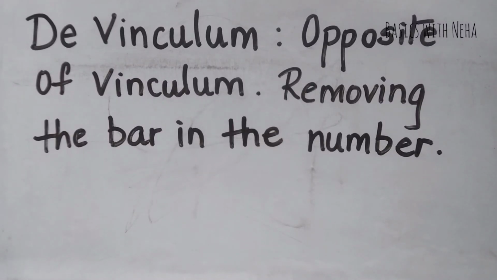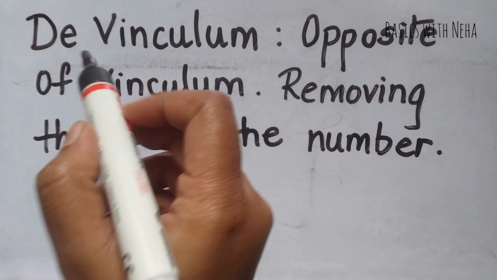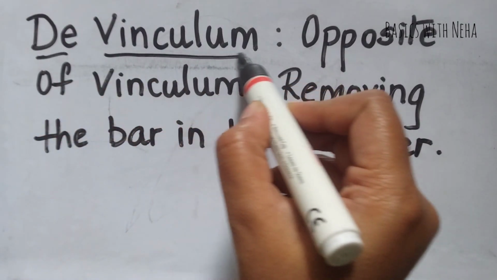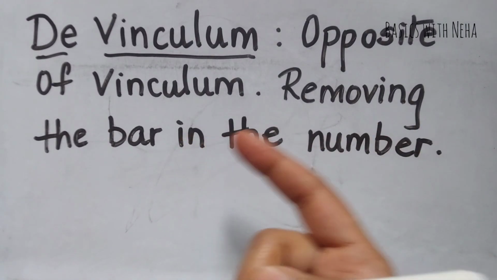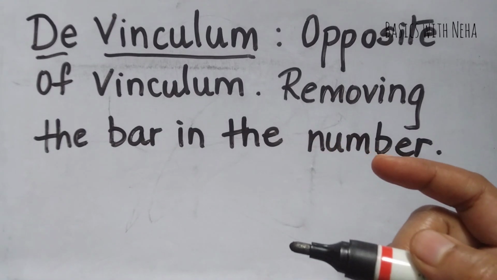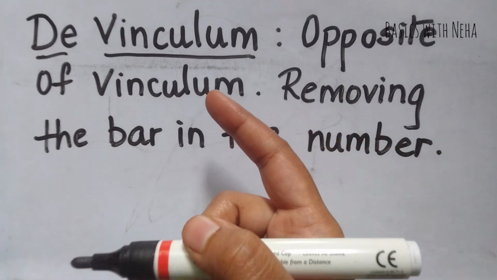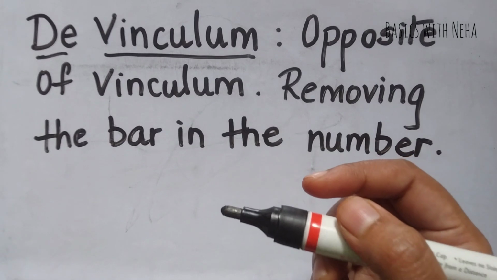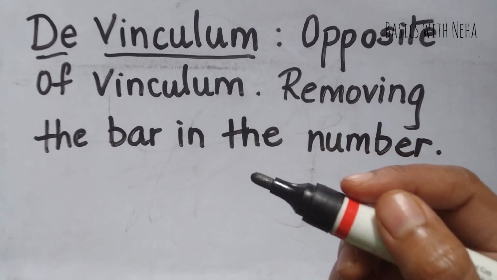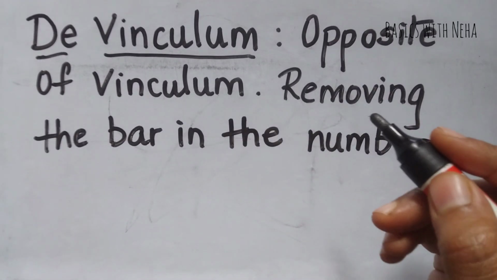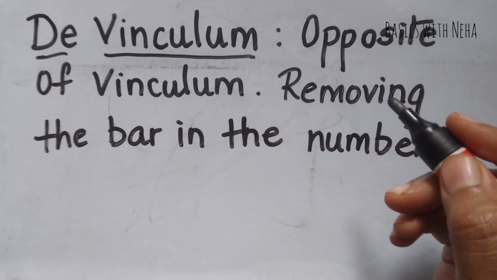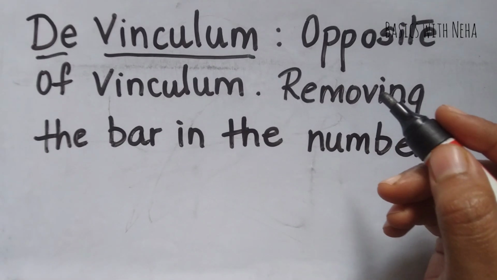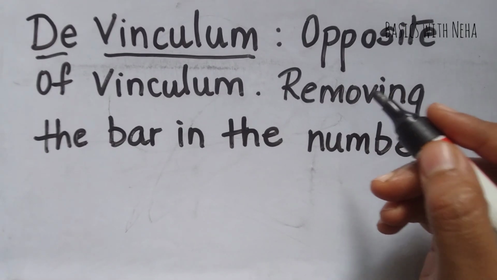In today's video, I'm going to teach you one more important topic in Vedic Maths, that is de-vinculum. De-vinculum is just the opposite of vinculum. That means here we are going to remove the bar from the number. In vinculum, we put the bar to make the number smaller. In de-vinculum, we are going to remove the bar from the number and make that number a normal number. It will not be a mixed number or a negative number anymore. That is the intention of de-vinculating a number.